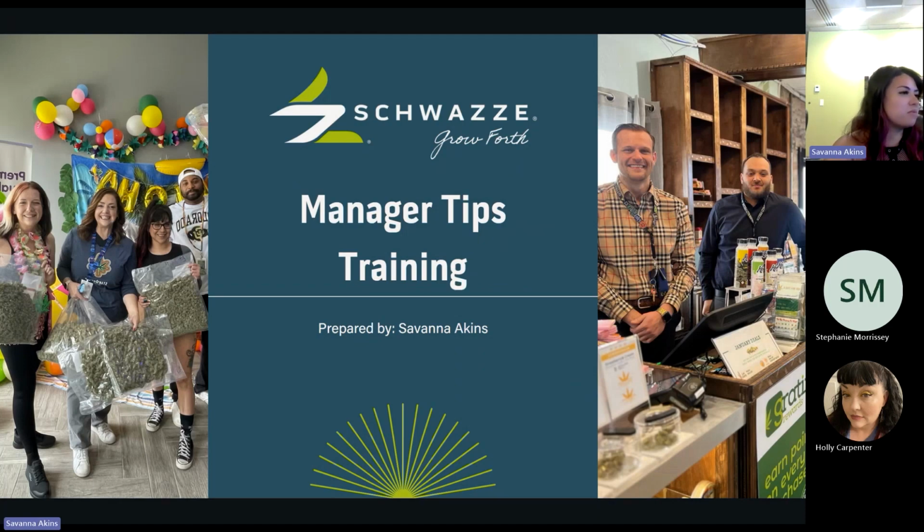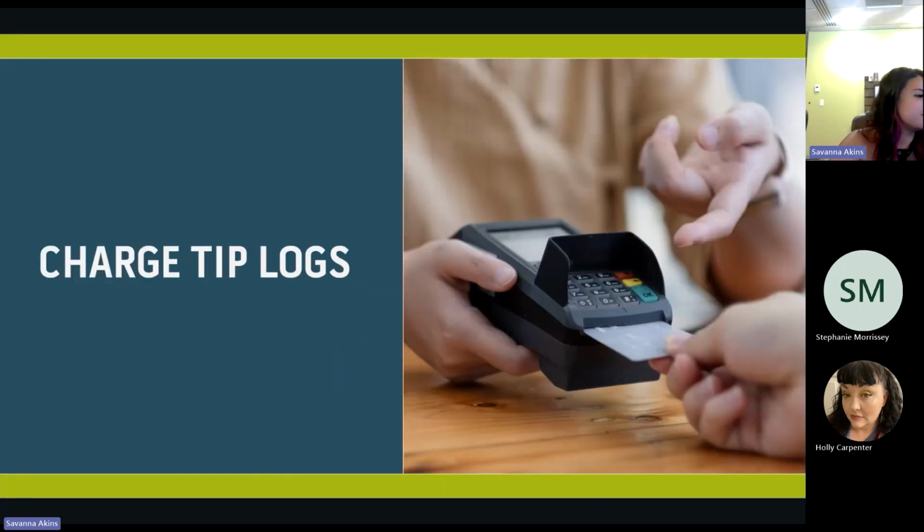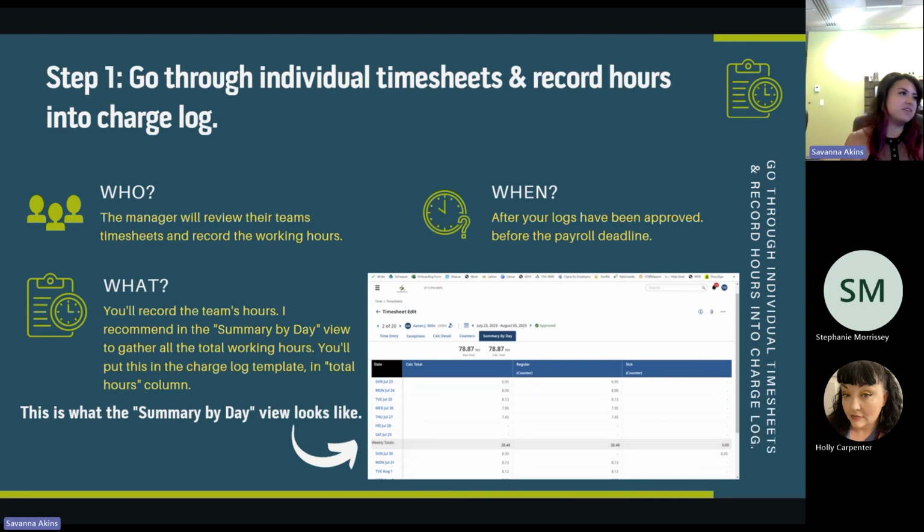So the first one we're going to start with is our charge tip logs. These are going to be pulled for our Emerald Field stores. As for who does this, we're going to have our managers review the timesheets for the record of the hours. I'll show you after this where we can find those hours that we're going to be inputting into our charge log. Recording these hours is done simultaneously with putting them in the log, so we'll do them side by side. You'll get a better picture of that when we do our live demo.